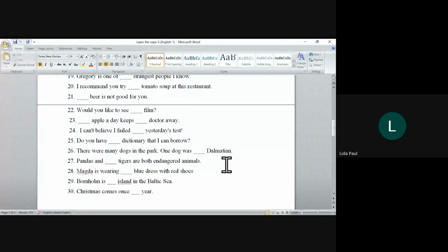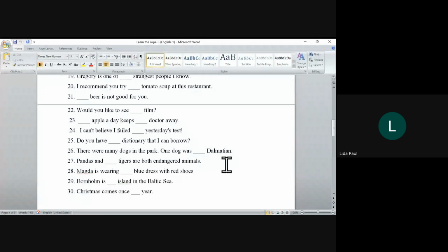29. Bornholm is ___ island in the Baltic Sea. Island, you have what sound? You have a vowel sound. So an, an island, right? Bornholm is an island in the Baltic Sea.